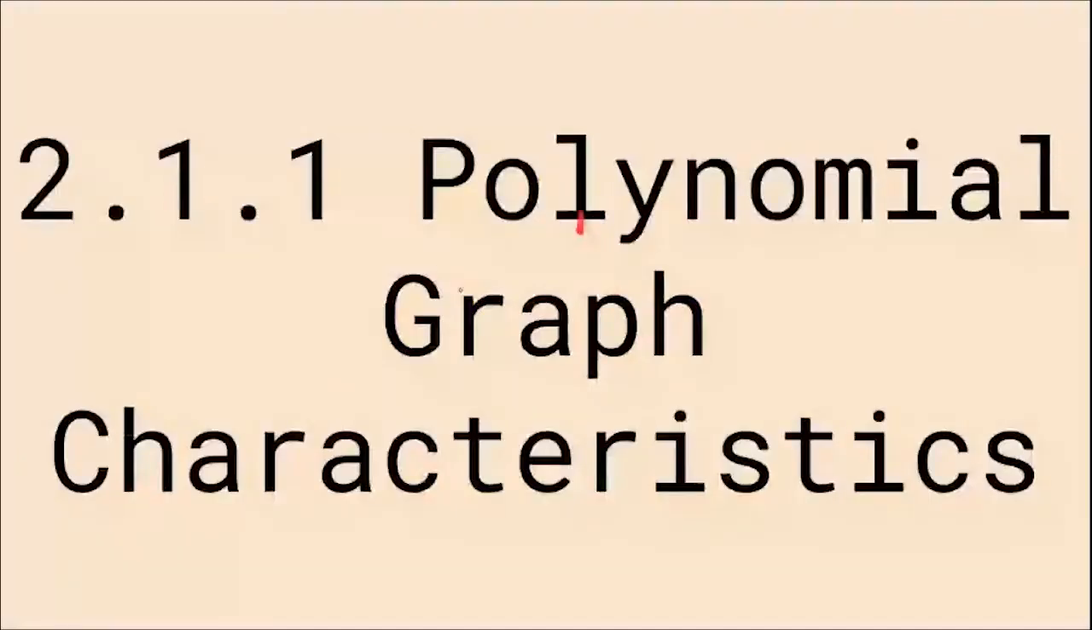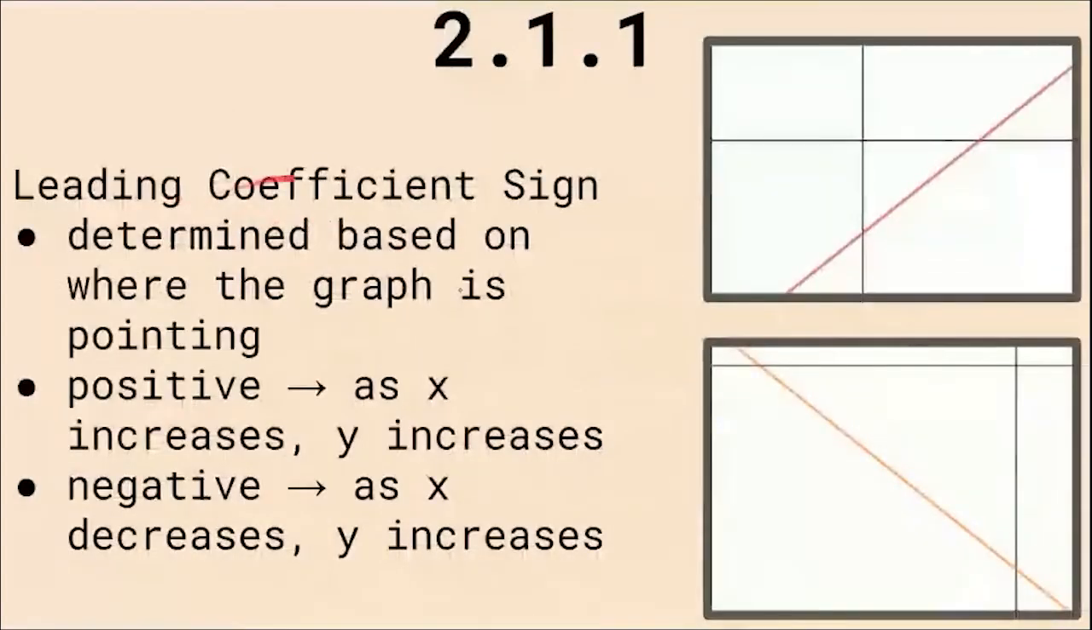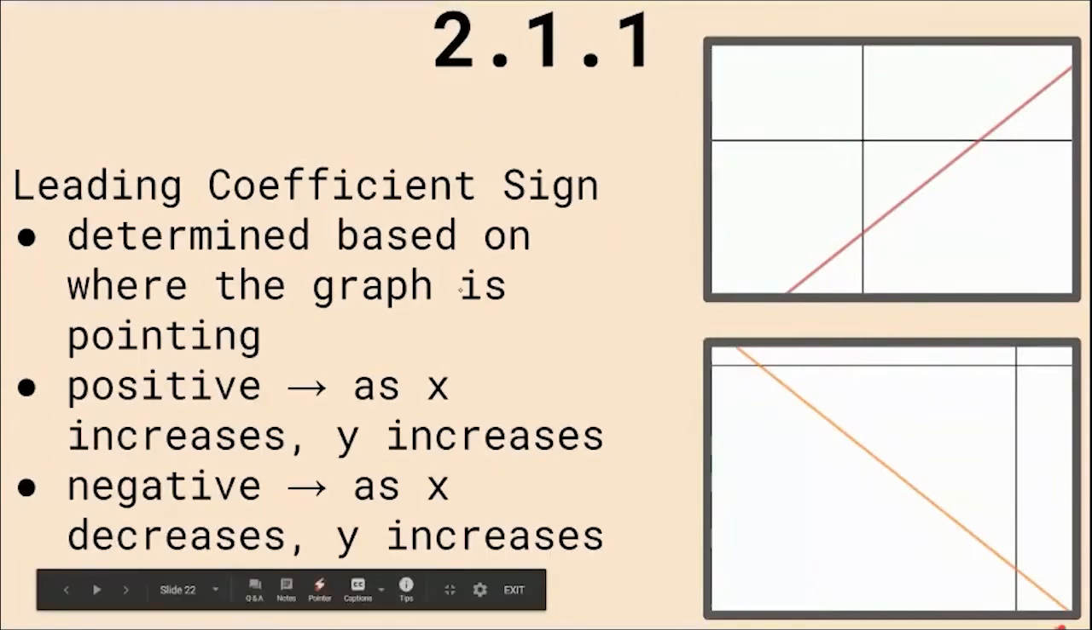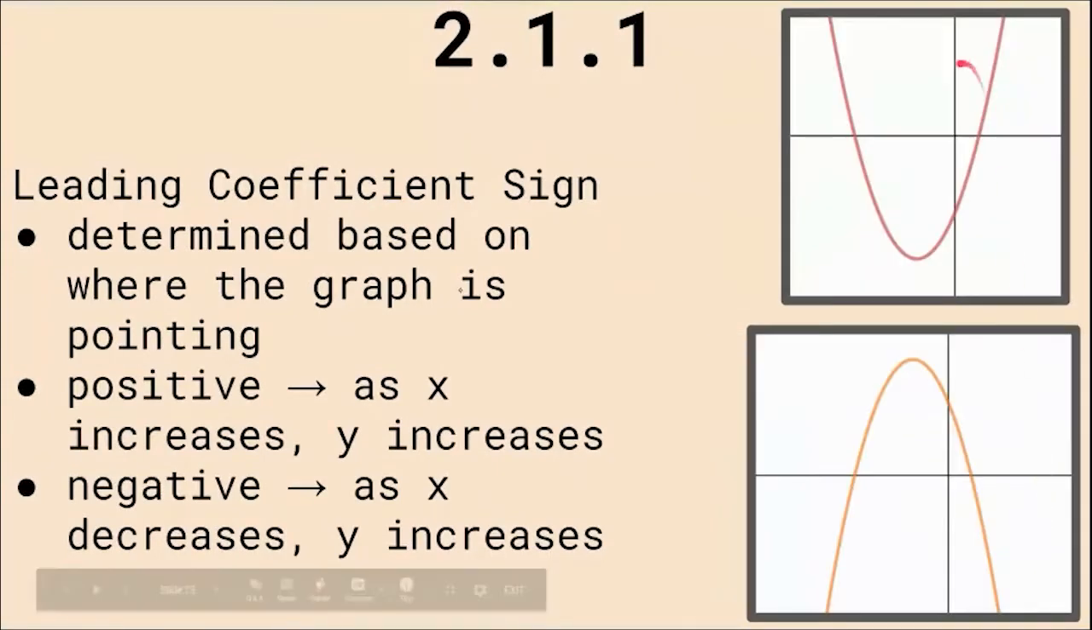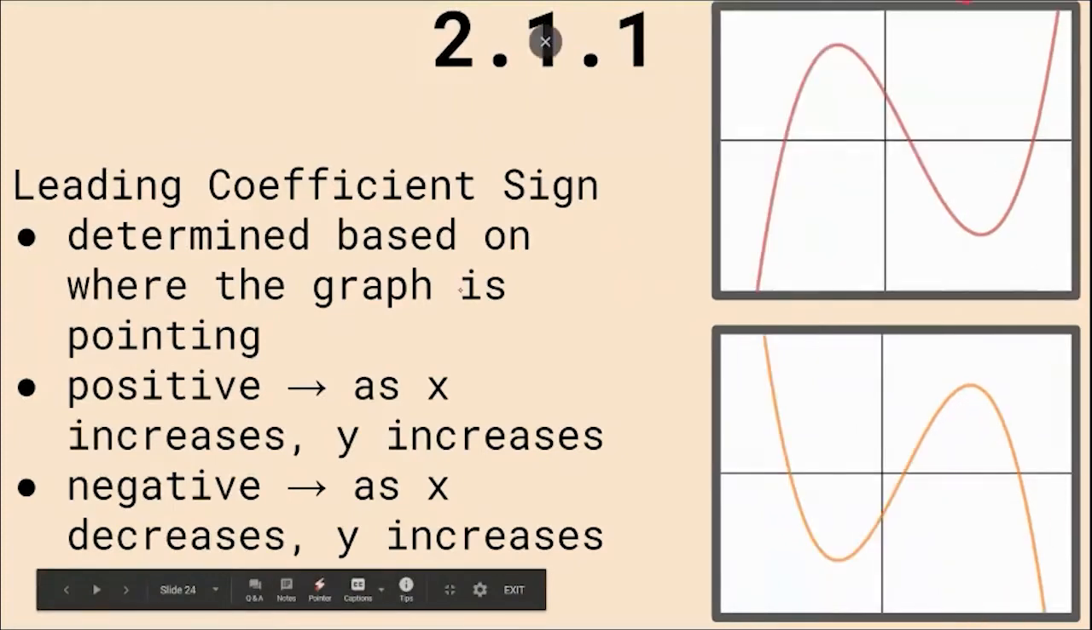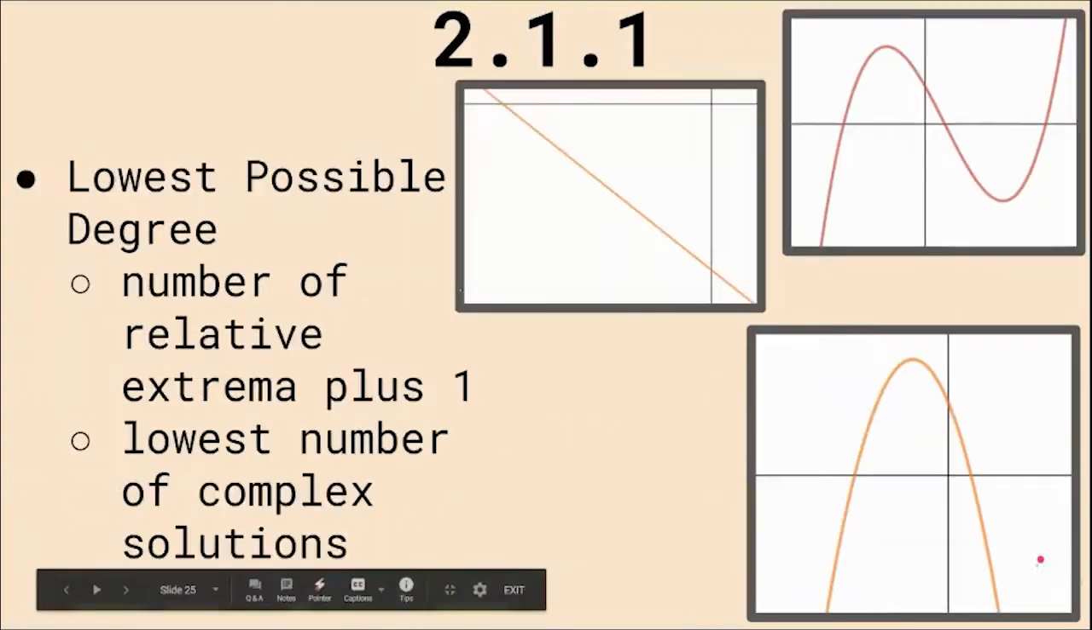The graphs, the things we talked about is if it's a positive leading coefficient, it goes up when you go to the right. And if it's negative, it goes down. You should know that. If you notice, this one still goes up if it's positive, this one goes down. If it's negative, up right here, down over here.